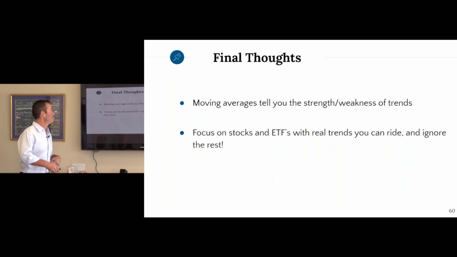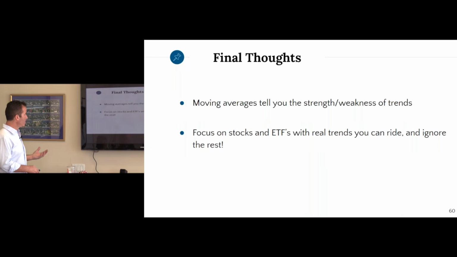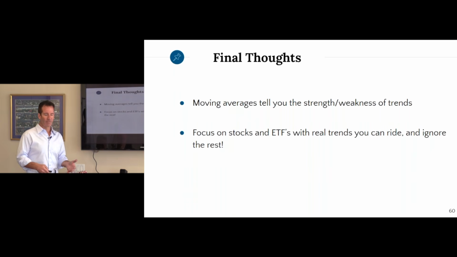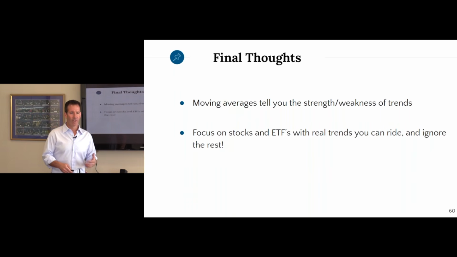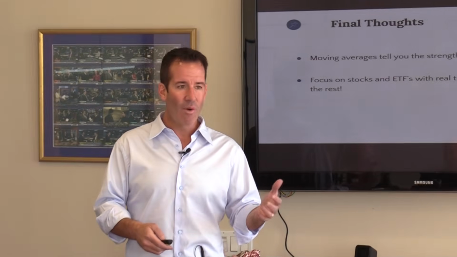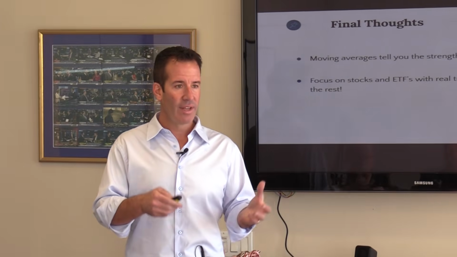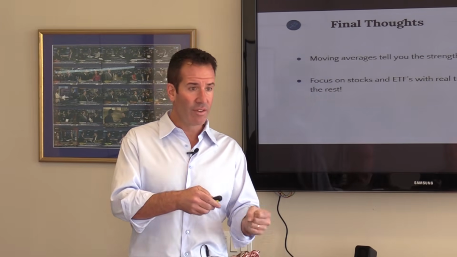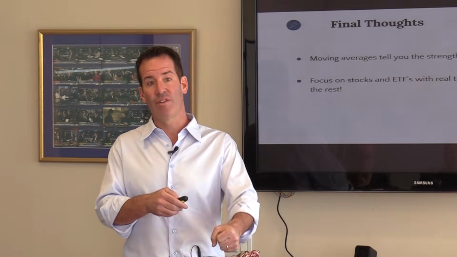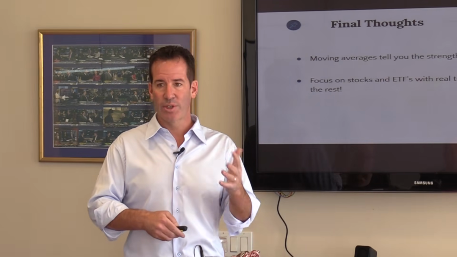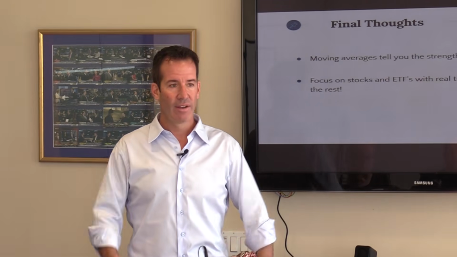Final thoughts. Moving averages tell you the strength or weakness of trends. Focus on stocks and ETFs with real trends you can ride and ignore the rest. Sometimes something like energy stocks, or material stocks, were really hard for a while, because everyone says, but they're going up. I'm like, but they're just not trading well. They go up, but they're sloppy, loose, wide. We like to be in trends that are tight, resolve higher, rest, and then resolve higher, not whipsaw. You just have to ignore some of that.